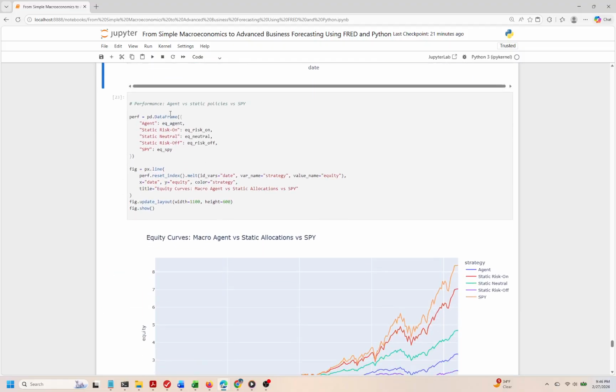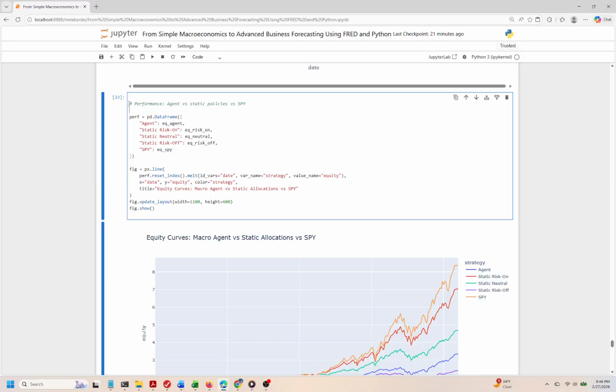Cell 32. In this cell, we're diving into a comparison of the performance of different trading strategies, particularly focusing on our agent's performance against some static policy approaches and the SPY benchmark. This analysis is crucial because it helps us understand how our model stacks up against established strategies, informing us about its effectiveness and potential areas of improvement.